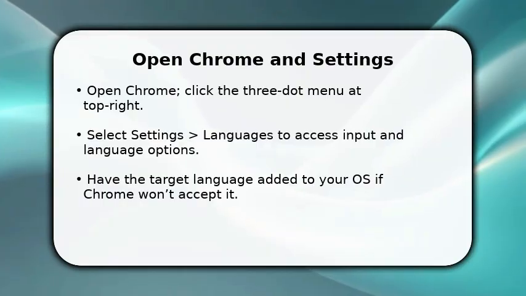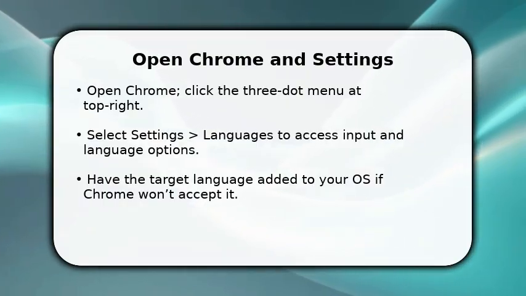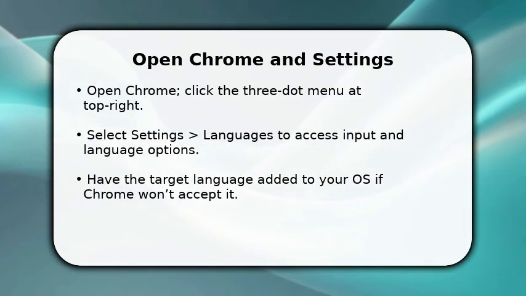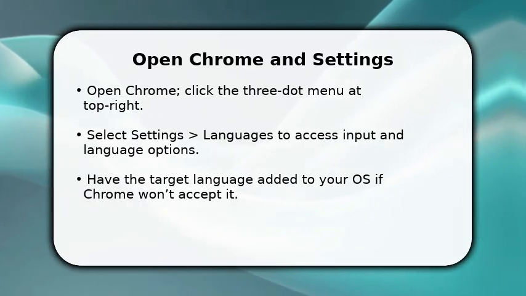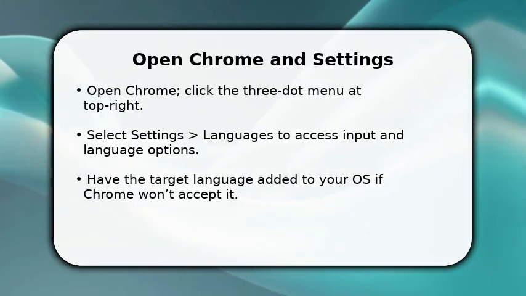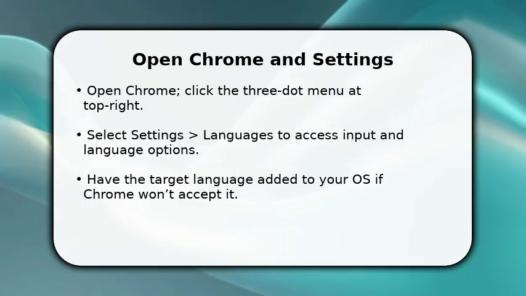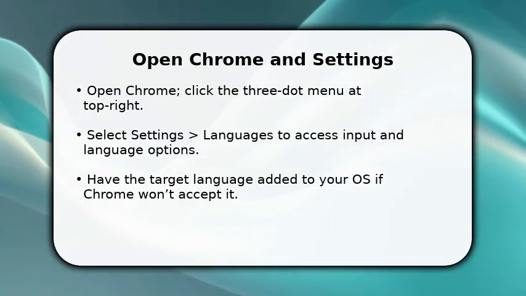You start inside Chrome. Click the three-dot menu at the top right and choose Settings. Once in Settings, go straight to Languages. This is where keyboard input ties to Chrome. You need at least one alternate language listed. If it's missing, add it from this panel.